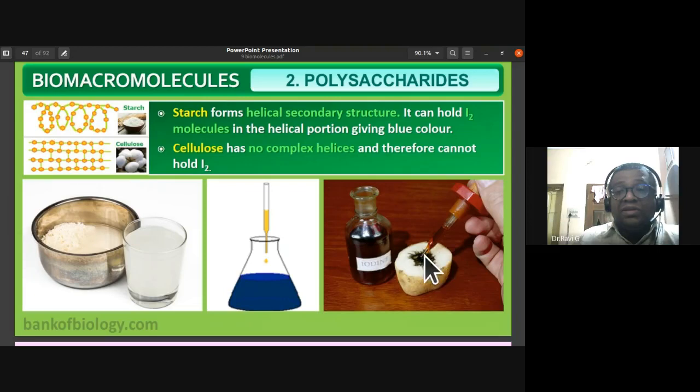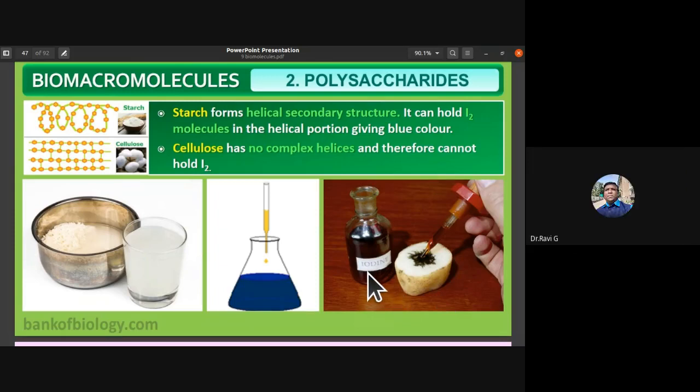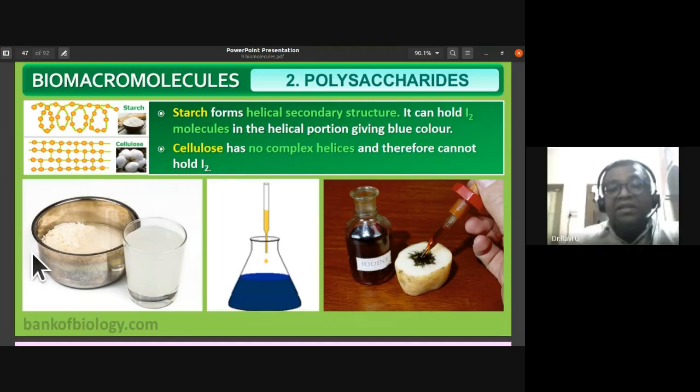So when starch is treated with iodine, it forms the blue color. That is because of the I2 molecules held in the helical portions, whereas I2 molecules in cellulose are not seen because they do not have these complex helices. So the I2 molecules in the helical portion are responsible for the blue color whenever they are tested with iodine, whereas cellulose has no complex helices and therefore cannot hold I2 molecules. As a result, they don't react with iodine to produce blue color.